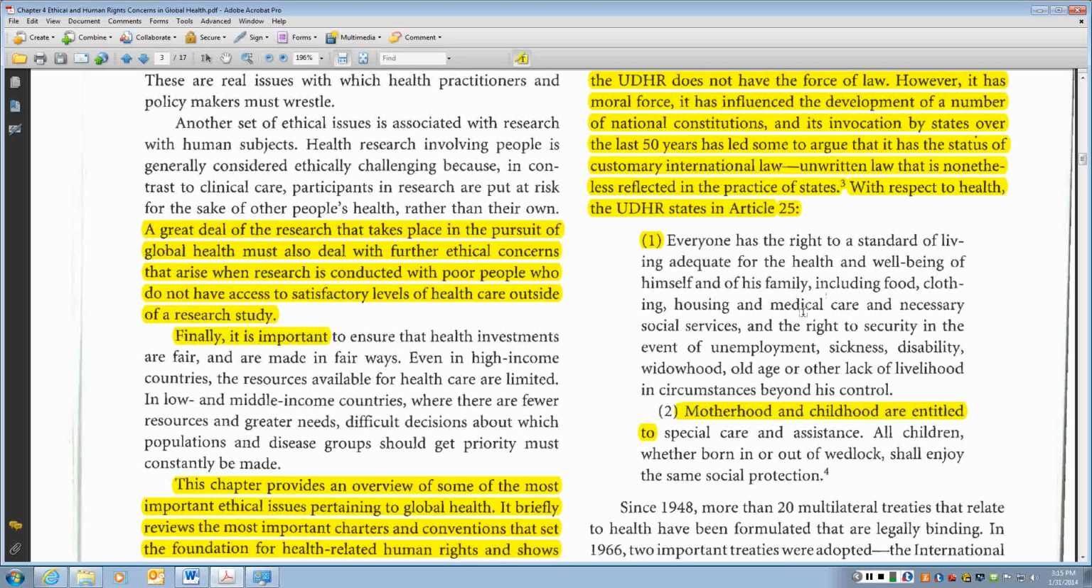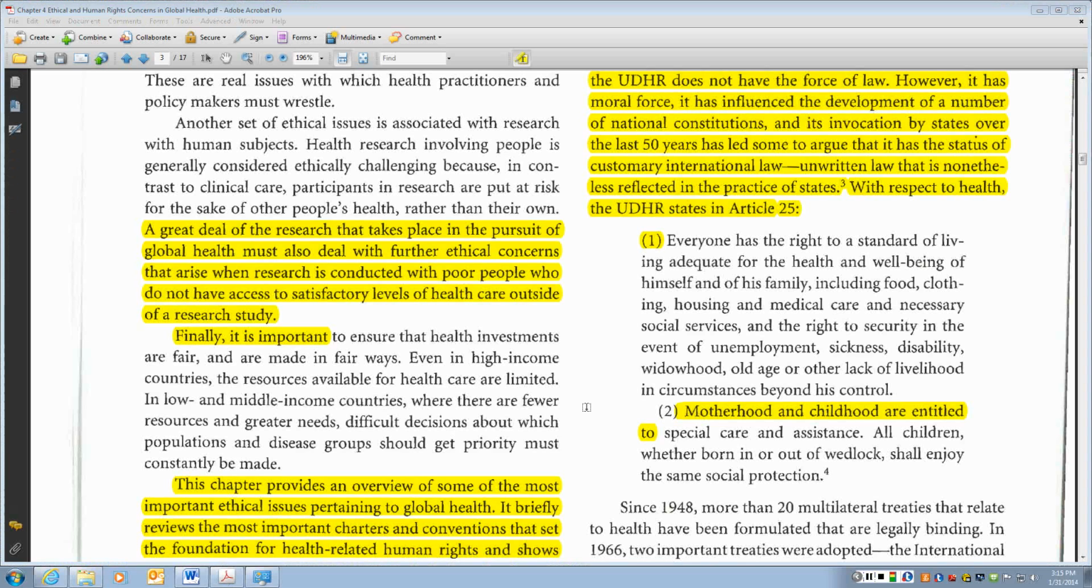Food, clothing, medical care, social services, unemployment issues, sickness, disability, old age. If you had to set a standard around the world, what would that be? And then second one, motherhood and childhood, that's viewed very differently in the different corners of the world, and how important these are to some cultures is the exact opposite in other places.